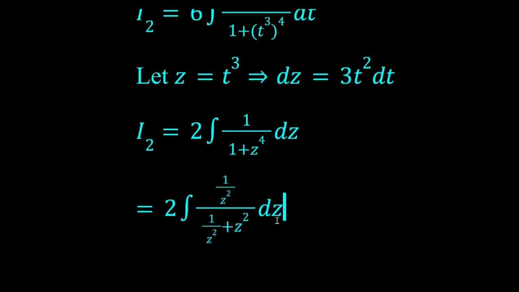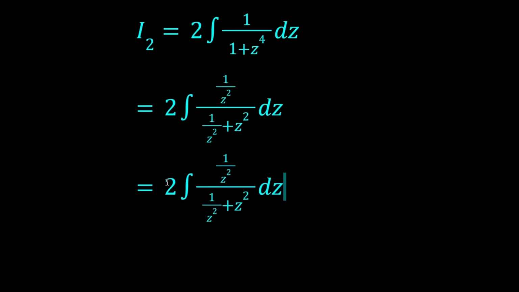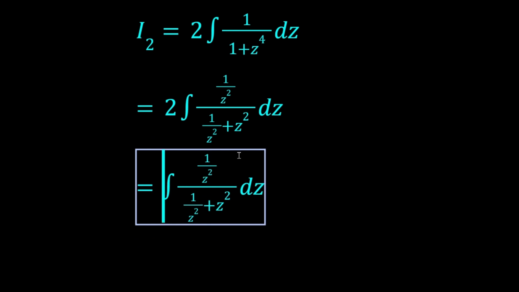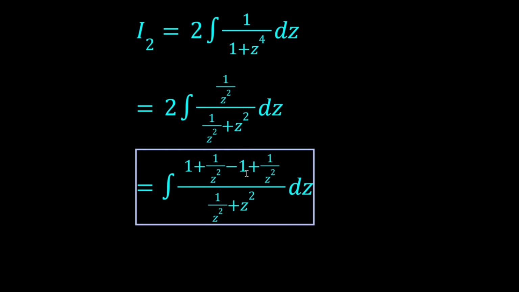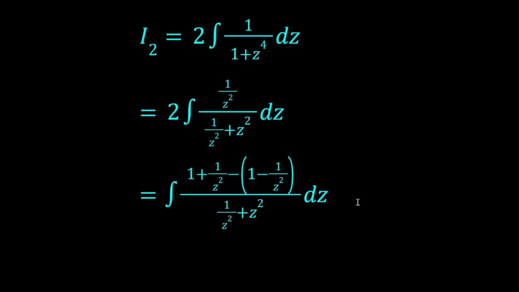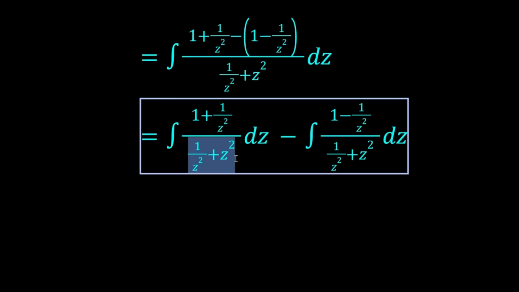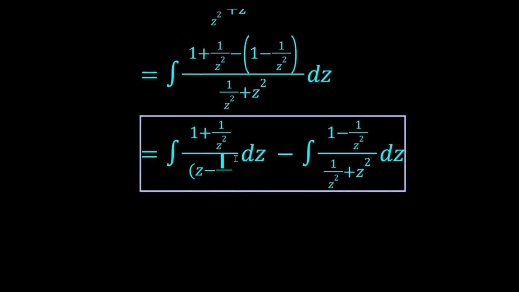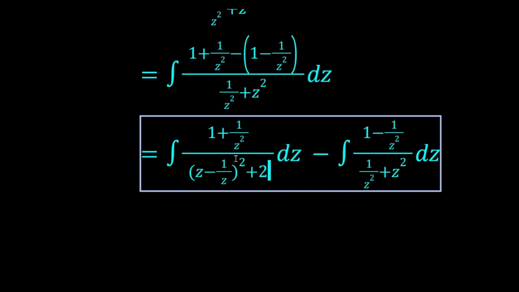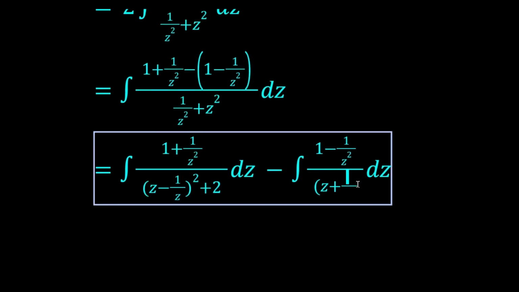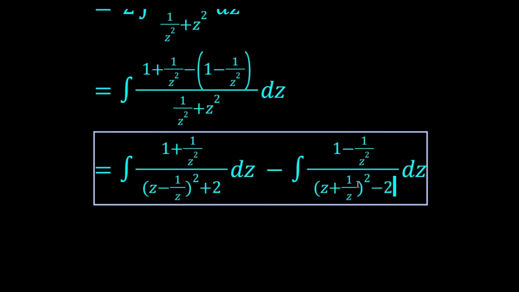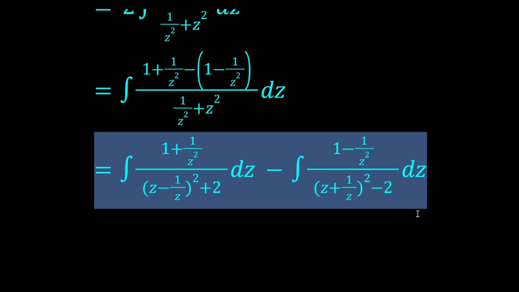You just divide by z squared, top and bottom, and then do some nice manipulations, which will become clear as to why I'm doing them after I do them. So first I'll do this, and plus 1 minus 1, maybe factor this a bit, and split up into two integrals. Okay, now the bottom you can actually factorize as z minus 1 on z squared plus 2. And the other one, well, you can also factorize in a different way. z plus 1 on z squared minus 2. You can check those for yourself.